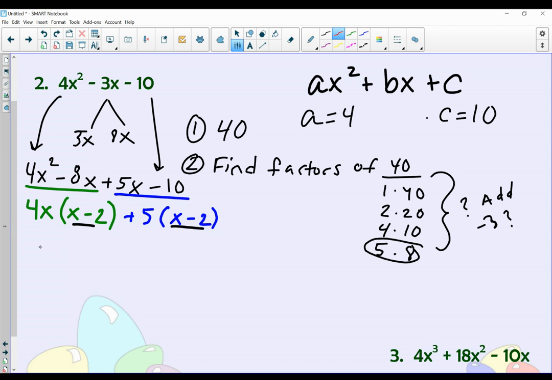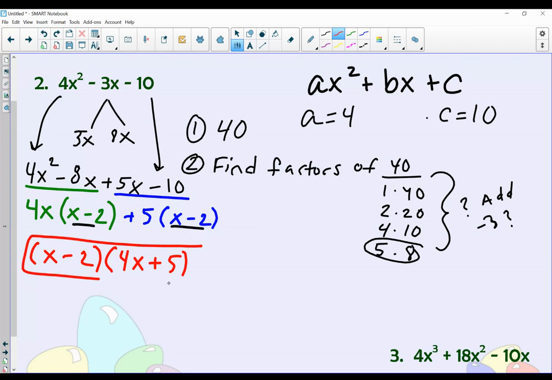So now that I know that I'm on the right track because they matched, my last step is to factor that out, because that's a greatest common factor since they both have it. And then I'm left over with 4x plus 5. And that's it. That's factoring by grouping when a is not equal to 1.